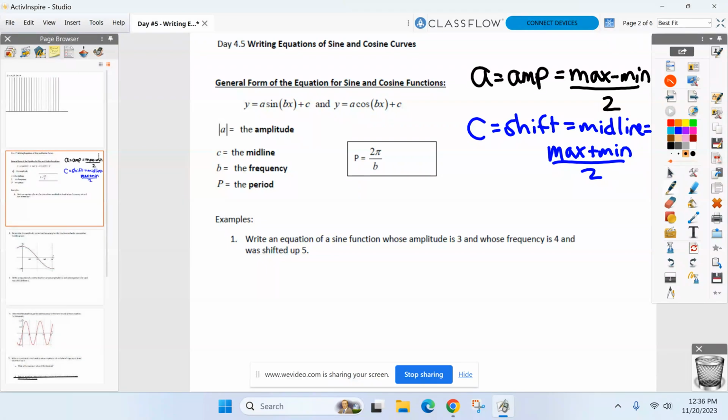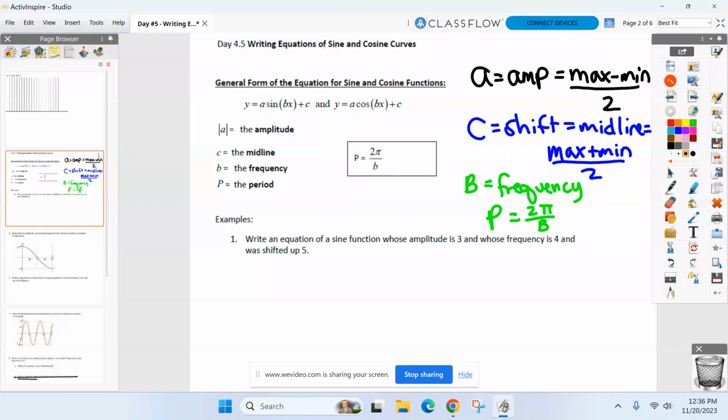And then you also have to find the B value, which is called your what? Frequency. Now, I don't have a formula for you to find B. B equals. But what formula do we use that has B in it? Period, right? So that's what we're going to be using today to find that B value. So when we're missing the B value, we're going to go to the period.